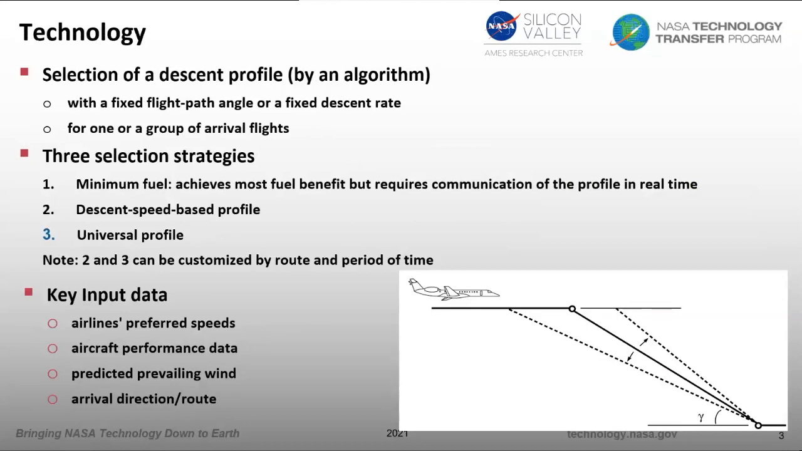So the technology is essentially a computation engine that takes input and selects a suitable descent profile for the arrival procedure. We focus on the portion of the arrival procedure from before the top of descent to the metering fix for large airports, but it could be easily extended to the touchdown portion. The selected descent profile can be for one flight or for a group of arrival flights flying the same arrival procedure, or a group of flights within the time window.